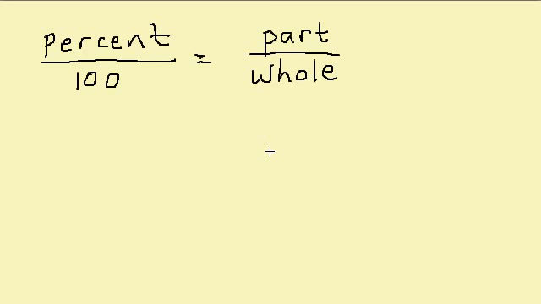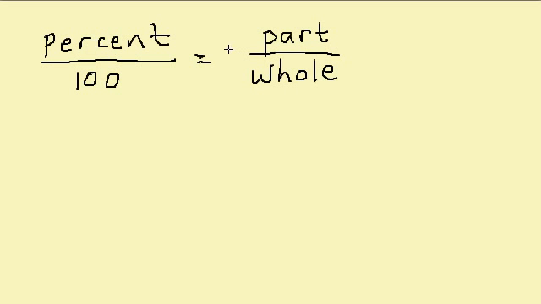Alright, let's look at the percent proportion. When we set up the percent proportion, we have the percent over 100 is equal to the part over the whole. Now, this 100 is always in the denominator, and the percent, whatever percent we're talking about, is always going to go over the 100.